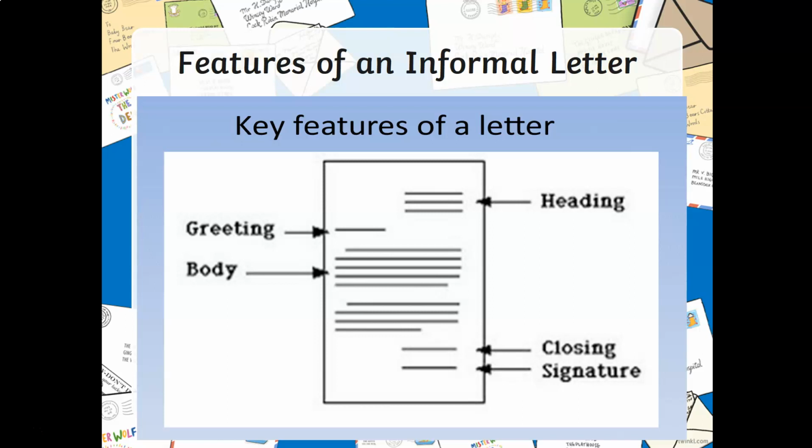Now here are the features of an informal letter. Take a look at the structure. All right, so the top part of the letter is called heading. The second part is greeting. Then the third part is the body. Fourth part is the closing. And the last part is signature.